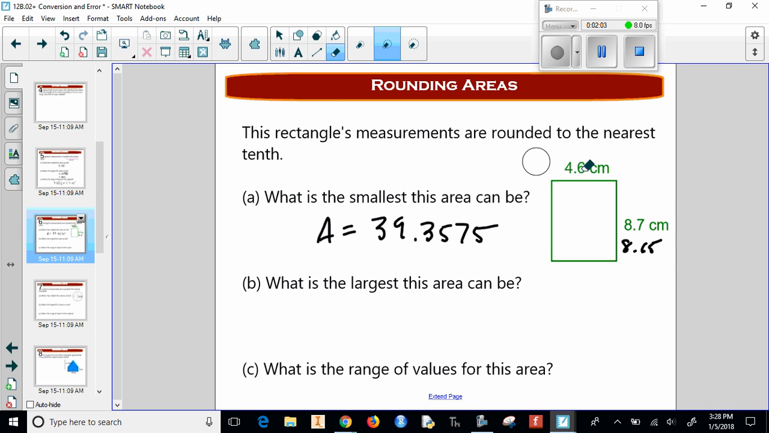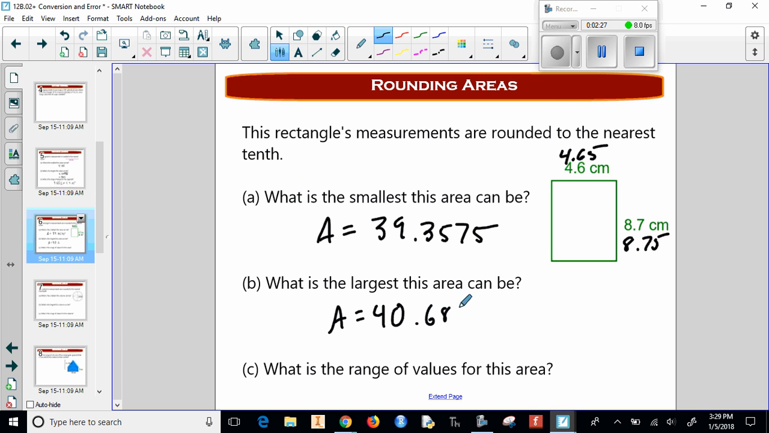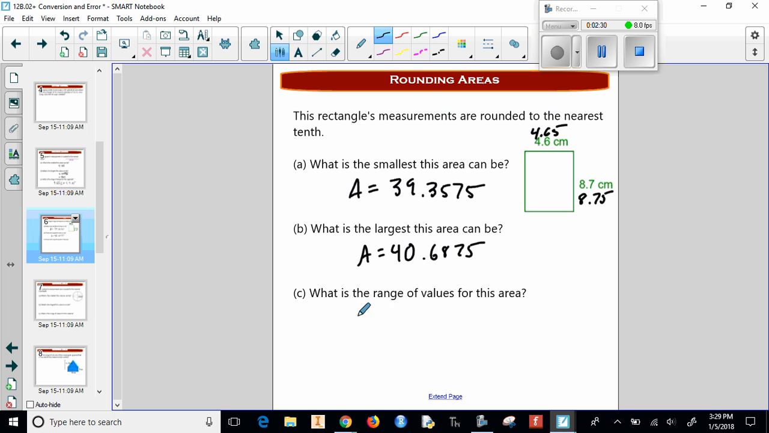What's the largest area? Well, if I erase this, the largest area would be 4.65 and 8.75. Now it can't hit these numbers, but we can just say that it has to be less than those. So when I multiply 4.65 times 8.75, I get a value of 40.6875. So what is the range of values? Between about 39.3575, less than or equal to, or it can just be less than 40.6875. So that's the range. That's the possible error in this situation.